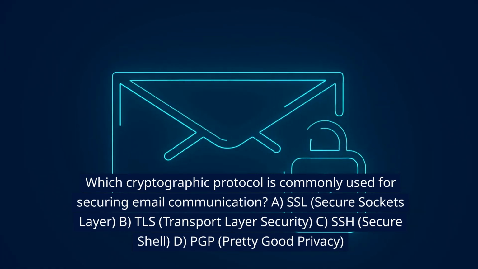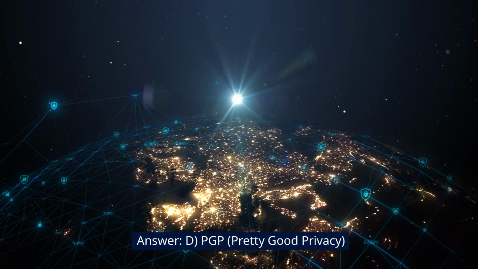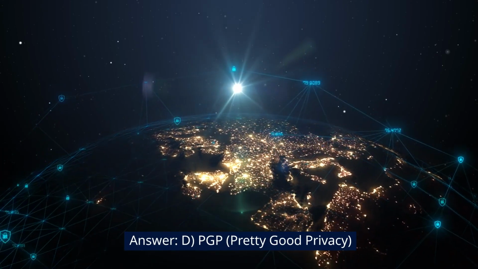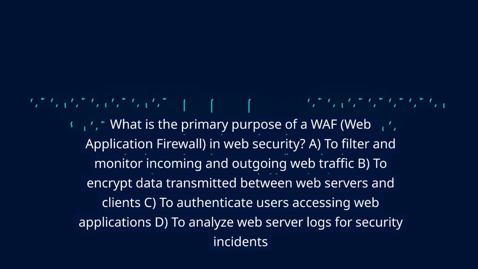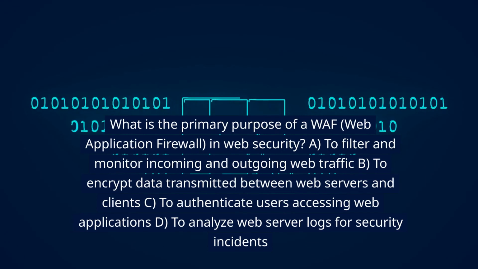A. SSL, Secure Sockets Layer. B. TLS, Transport Layer Security. C. SSH, Secure Shell. D. PGP, Pretty Good Privacy. Answer: D. PGP, Pretty Good Privacy. What is the primary purpose of a WAF, Web Application Firewall, in web security?